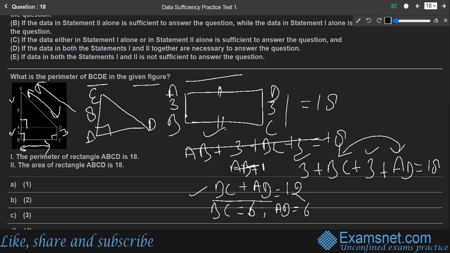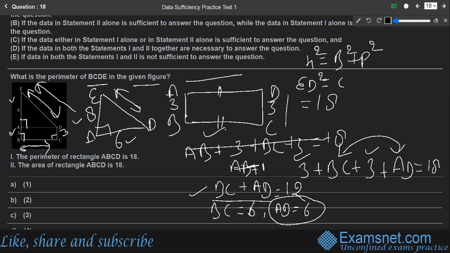This length is given as 8, and AD we just calculated to be 6. So we can apply the Pythagoras theorem here, which says hypotenuse square is equal to base square plus perpendicular square. Here the hypotenuse is ED. So ED square is equal to 8 square plus 6 square, which is 64 plus 36, that becomes 100. So ED comes out to be the square root of 100, that is 10.